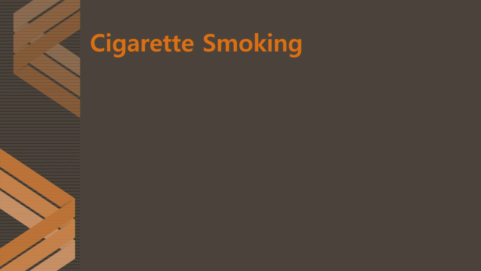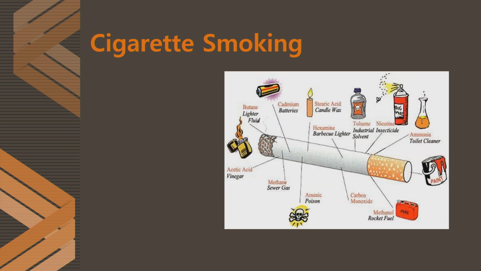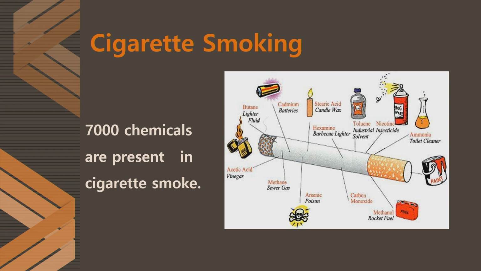Cigarette smoking. Nicotine is present in cigarettes. Along with nicotine, smokers inhale about 7,000 other chemicals in cigarette smoke which cause damaging changes in the body. Such examples of chemicals present in cigarettes are cadmium, that is present in batteries, ammonia used for cleaning of toilets, ethanol used in rocket fuel, and carbon monoxide, among others.